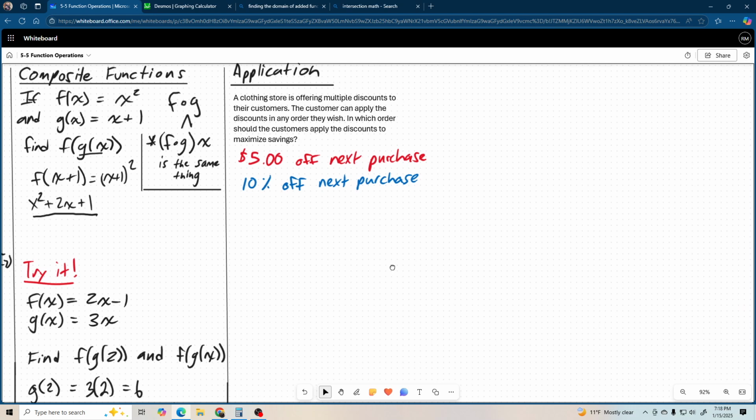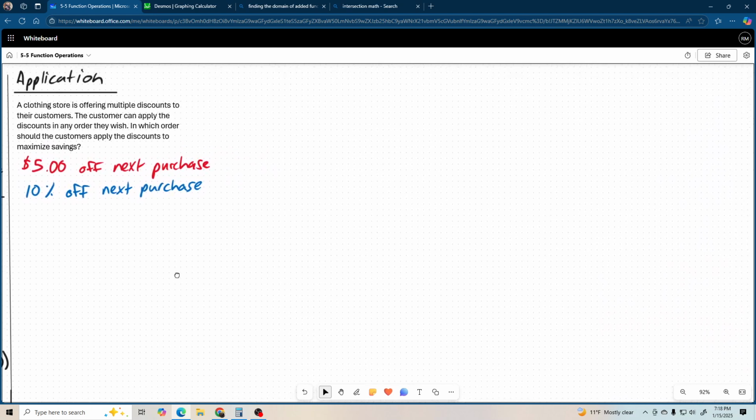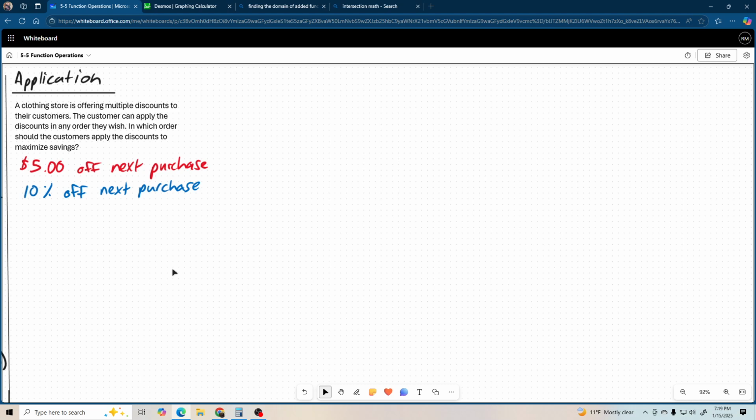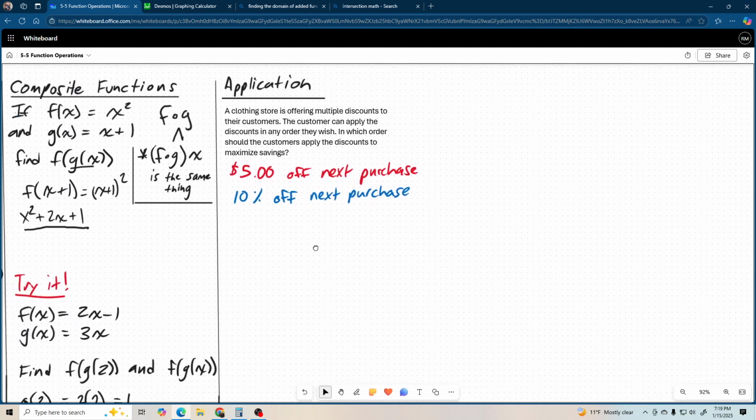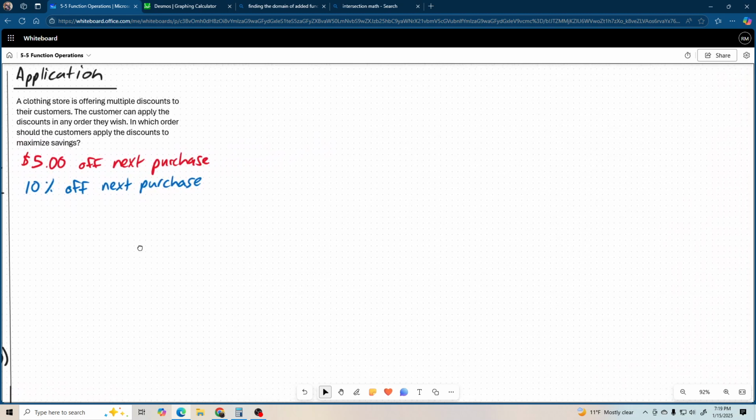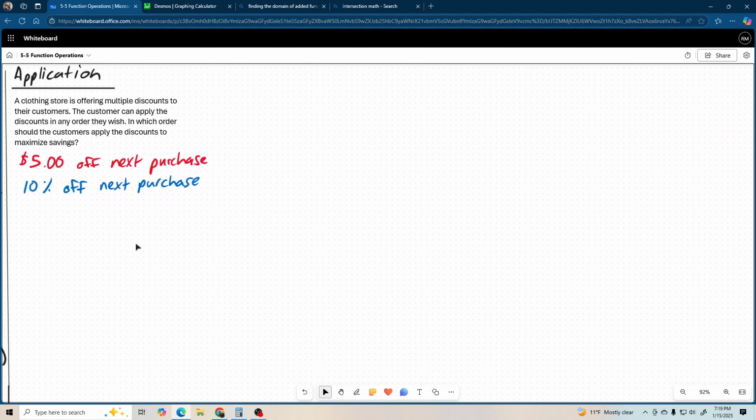Actually, let's go ahead and jump into an application of one. And what's awesome about this application is you really don't even have to know anything about math to be able to solve this, right? But I'm going to show you how you can use these composition functions that I just showed you to solve these kinds of problems. All right, so a clothing store is offering multiple discounts to their customers. The customer can apply the discounts in any order they wish. In which order should the customers apply the discounts to maximize their savings?